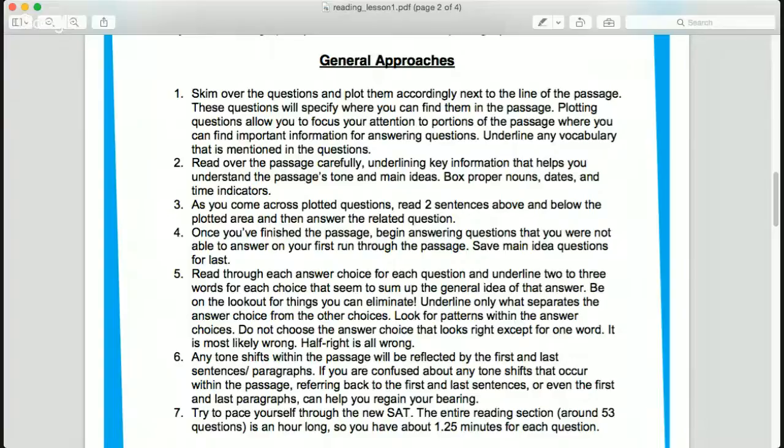4. Once you've finished the passage, begin answering questions that you were not able to answer on your first run through the passage. Save main idea questions for last.